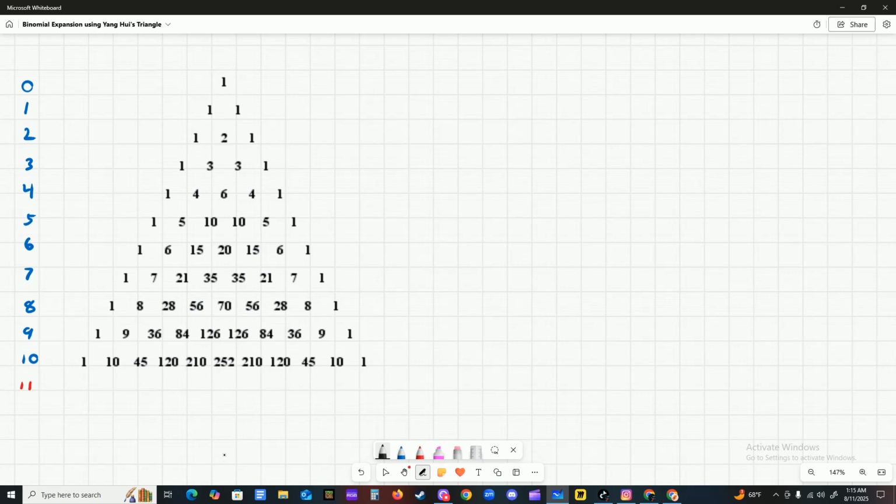I believe Yang Hui used it before Pascal, so that's why I decided to call it Yang Hui's triangle. But keep in mind that they all refer to the same thing. So the way you use this triangle is that it's used as the coefficients for binomial expansions. As you can see right here, the zero refers to the zeroth row. Number one refers to the first row and second row and so on and so on.